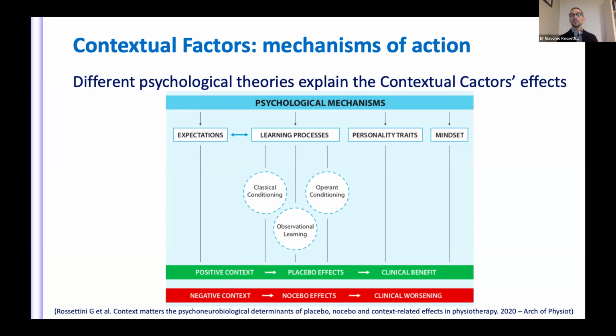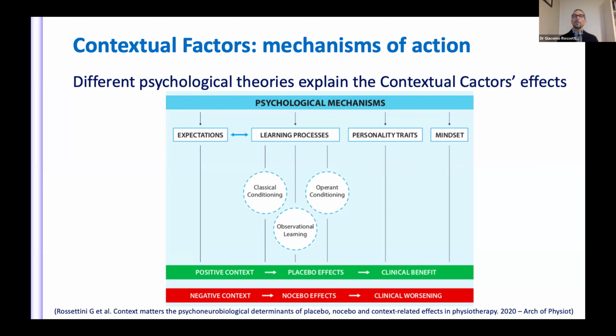Expectation is a conscious phenomenon through which patients expect that something will happen in the future. We need to consider patients who are waiting to receive a joint manipulation for the cervical spine. Well, they will predict a positive therapeutic outcome by evaluating all the contextual factors around the therapy we offer as a clinician, such as our words and behavior.